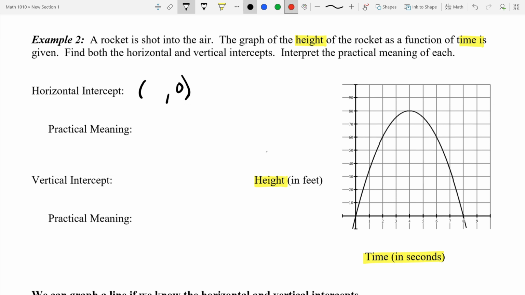You have two horizontal intercepts, guys. They are here and here. So I'm going to list them both. I'm going to write them as (0, 0) and (8, 0). Let's do the vertical intercept.